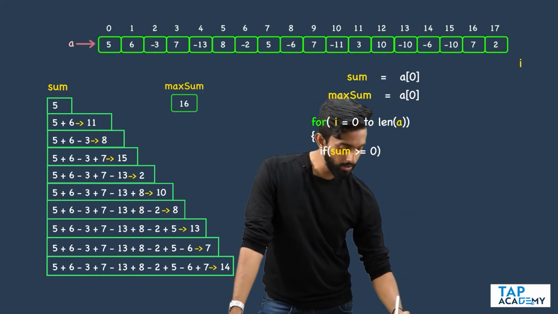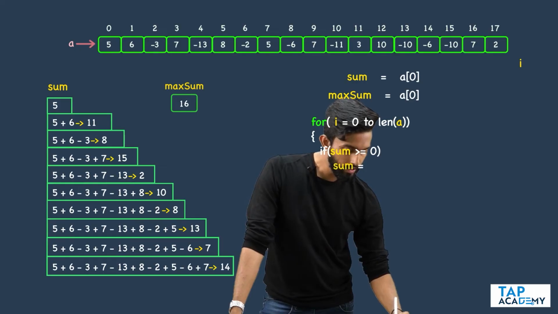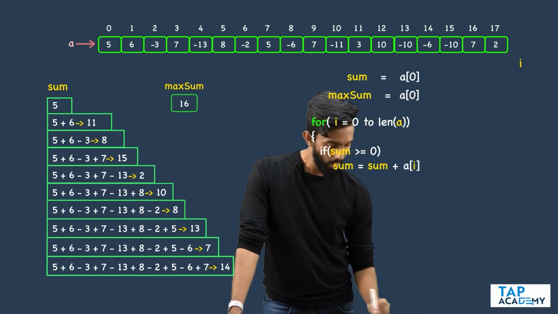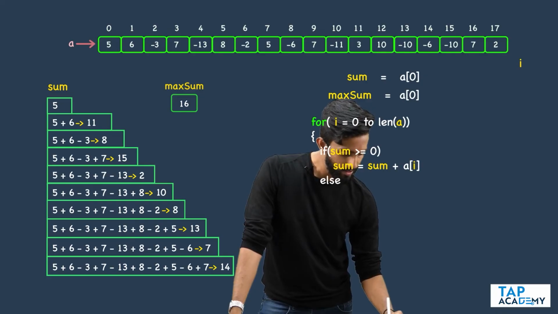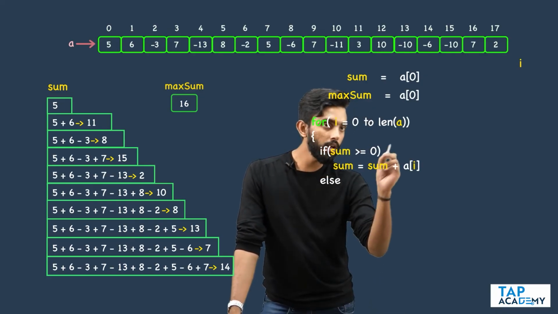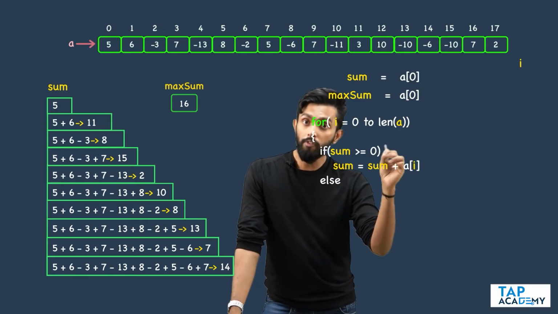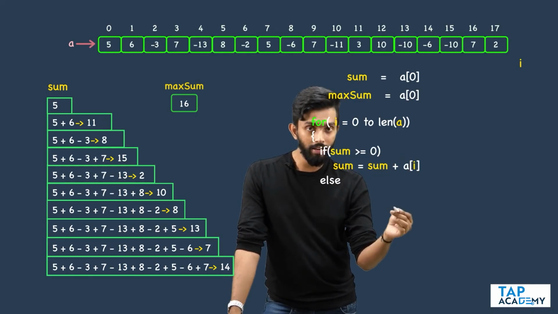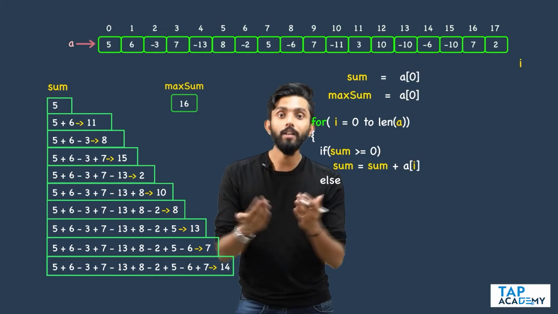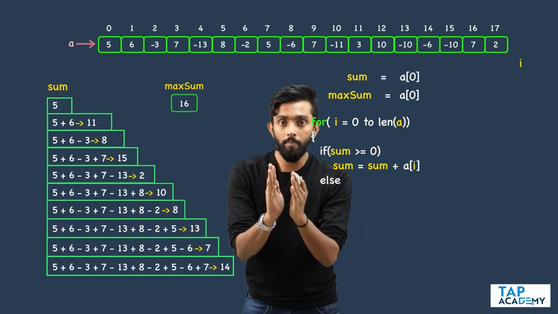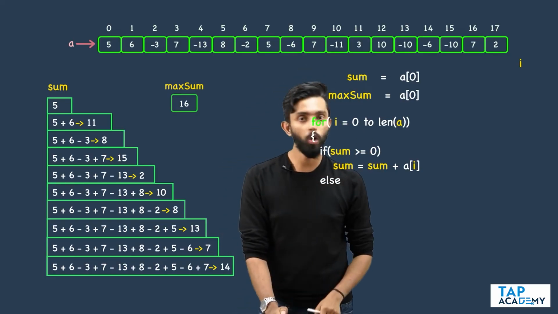If I want to join the business, what will I do? I will write sum is equal to old value of sum plus that businessman's money, which is a of i. Did you understand? Okay. Else means what? If it is not greater than or equal to 0, it means it is negative. If it is negative, then this businessman is going to start on his own. I hope you are able to understand. Which means sum begins from his money.